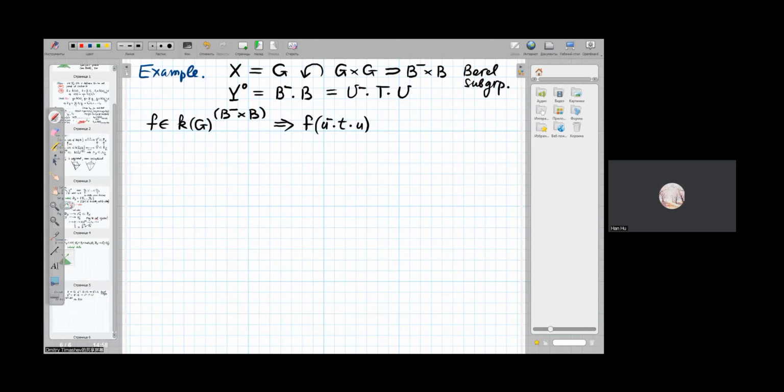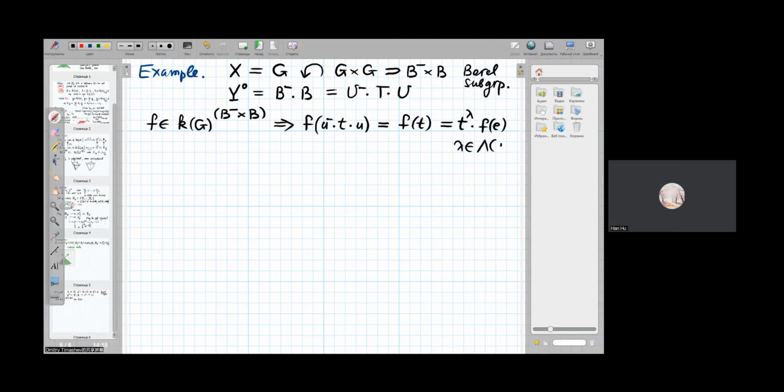So since f is B minus cross B semi-invariant, I can discard u minus and u because the characters vanish on unipotent elements. They are identically 1. And we have that this is just f of t. And again, by semi-invariance, f of t is t to some character lambda, where lambda is a character of T, times f of e at the identity.